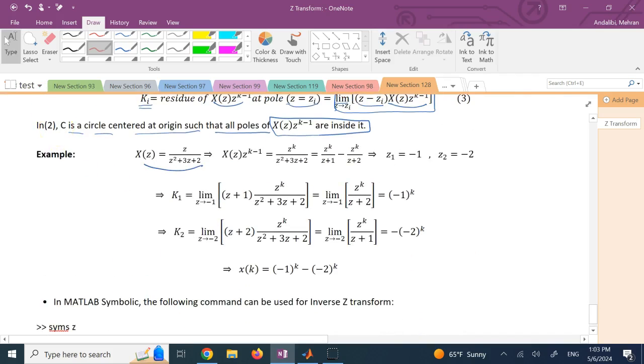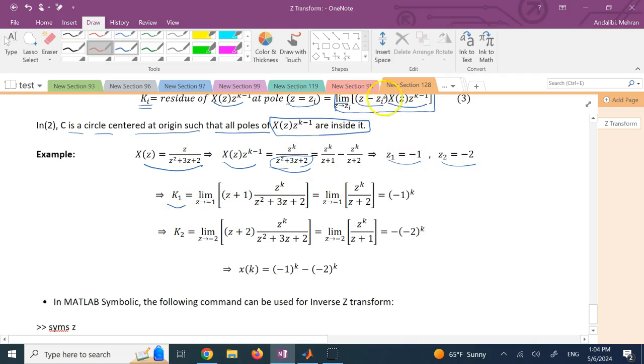z over z squared plus 3z plus 2, that's X(z). Remember, the function we need to focus on is X(z) times z to the k minus 1. So we multiply by z to the k minus 1, you get this. Now here, what are the poles of the system? Clearly, they are -1 and -2.